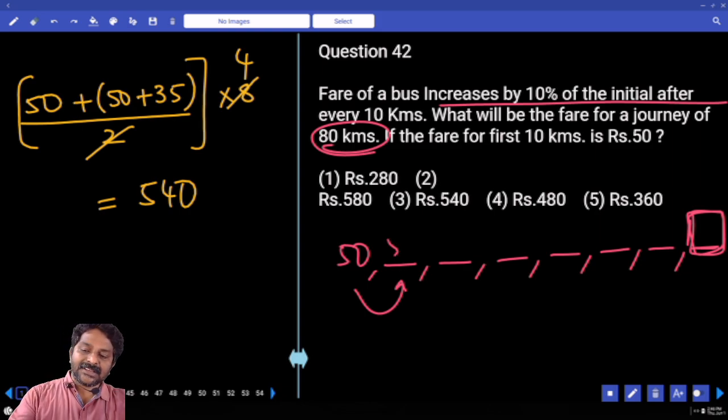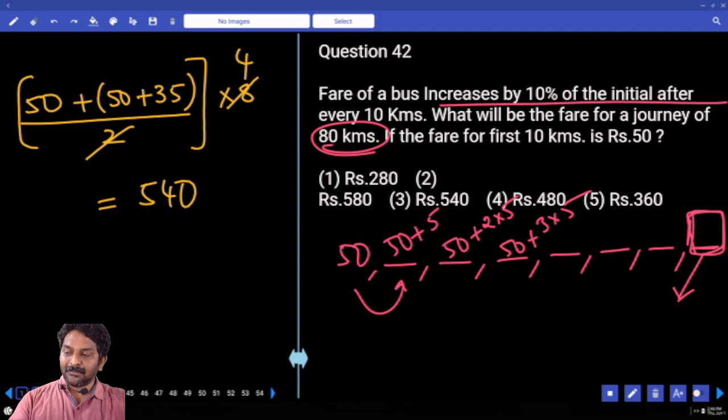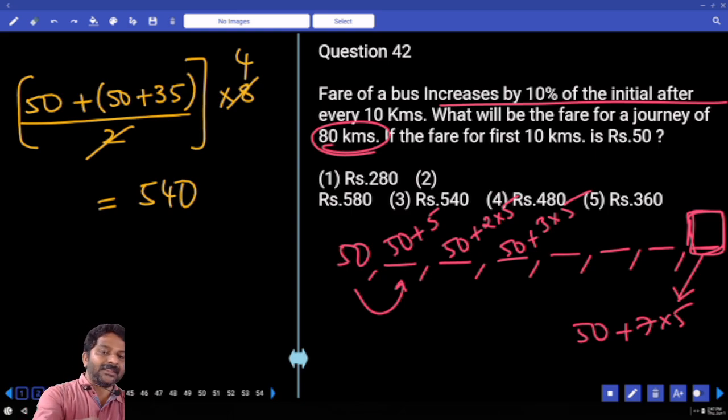To get your second number, you need to add 50 plus 15. To get the third number, it is 50 plus 2 times 5. To get the fourth number, it is 50 plus 3 times 5. Like that, for getting the eighth number, it is 50 plus 7 times 5. And that's what I am writing here. Yes.